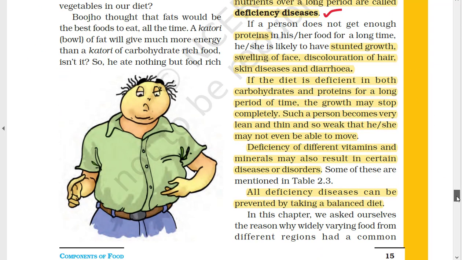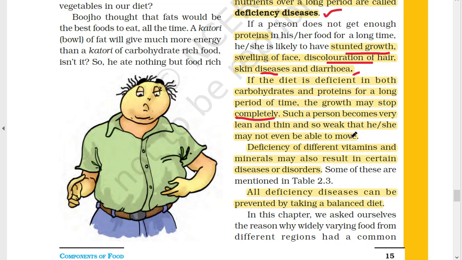These diseases which are caused by the deficiency of one particular nutrient are called deficiency diseases. So for example, if you are not taking enough proteins, because they help in growth and maintenance, it may result in stunted growth, swelling of face, discoloration of hair, skin diseases, and diarrhea. And if the diet is deficient in both carbohydrates and proteins for a long period, then growth may stop completely.